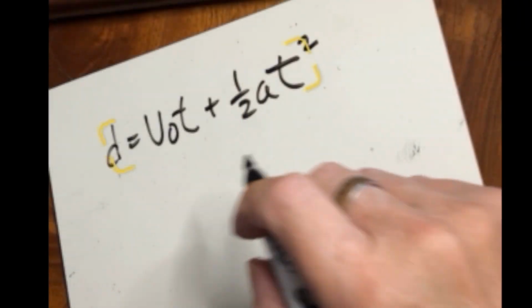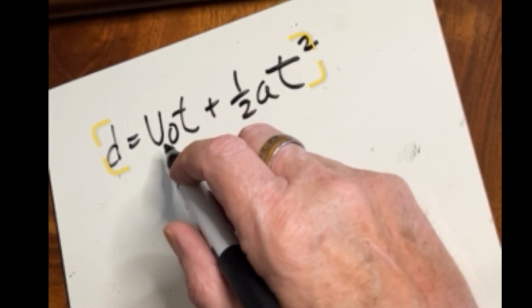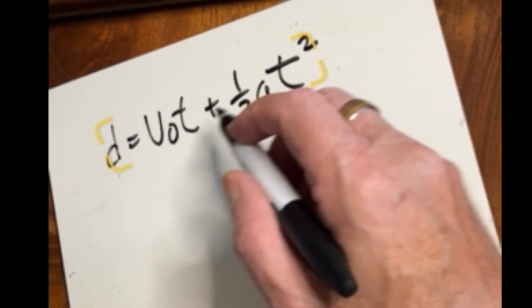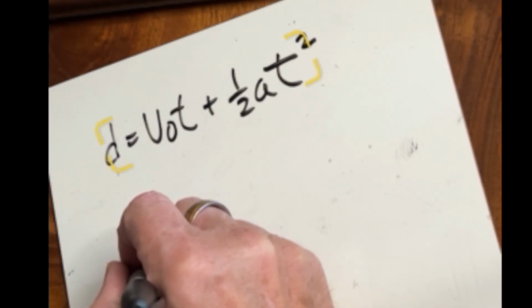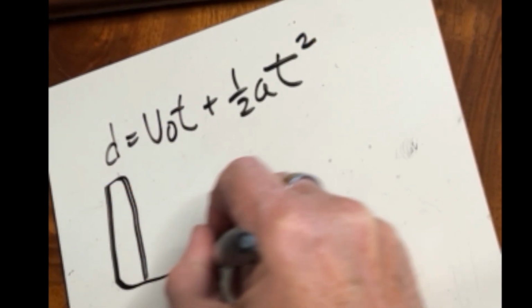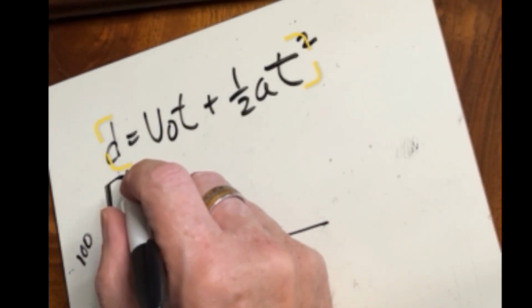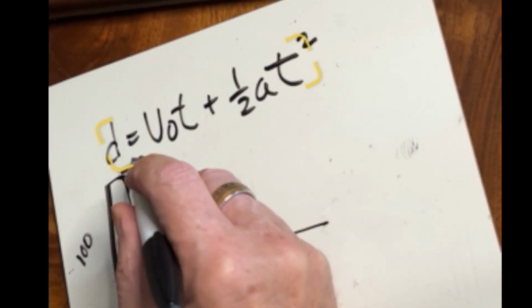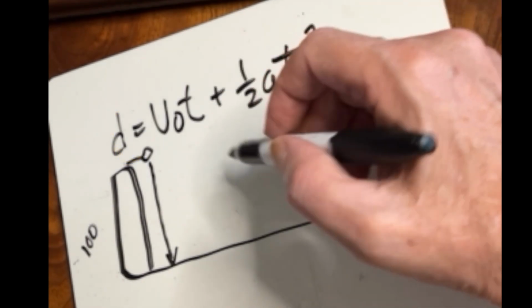But what if we apply an acceleration to an object? How does that work? Well, let's go back to our original equation. So once again, here is our displacement equation. We have distance equals initial velocity times time plus 1/2 acceleration times time squared. Let's take a situation like this. We have a 100-meter high building, and we're just going to hold a ball out and let it fall to the ground. So how does that affect this equation?